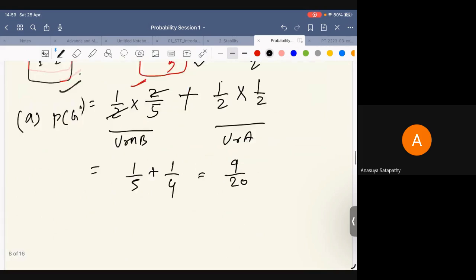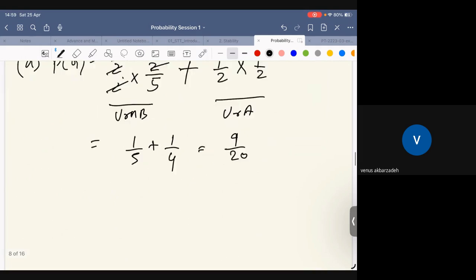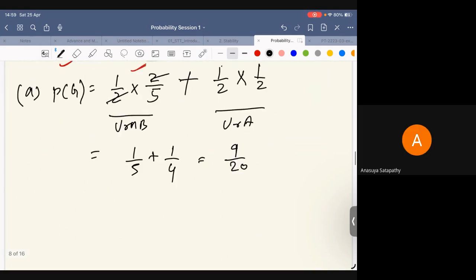Okay, so this is your answer. Now the formula of P of G. Let me show you how you can write it when you are applying it. Probability of getting a green ball: you can select urn A or urn B. So probability of selecting urn A.